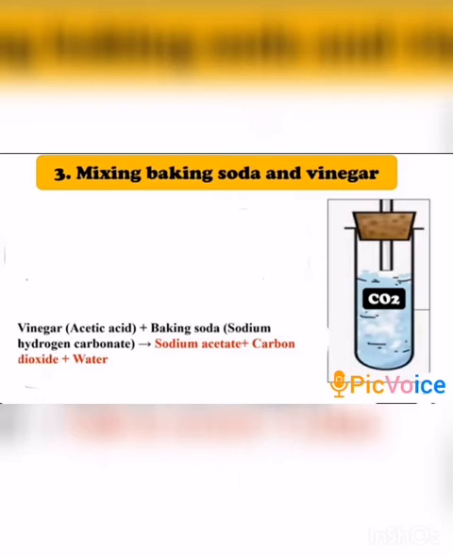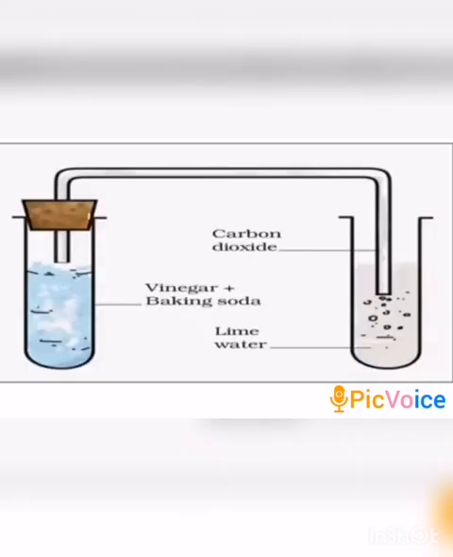Look at the picture, children. What's the gas formed in this reaction? Carbon dioxide. We may conclude that it is carbon dioxide gas by doing one activity, by passing this gas into what solution? Lime water solution. Okay, children. This is the activity we have done. What is the activity? Vinegar plus baking soda.